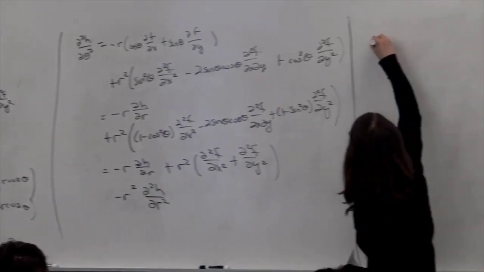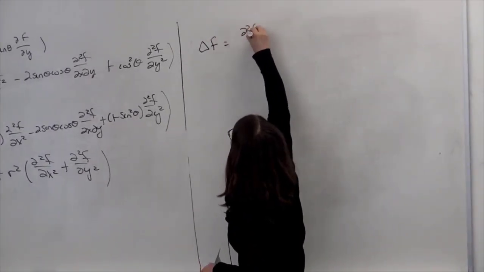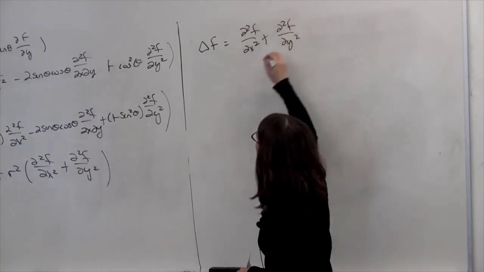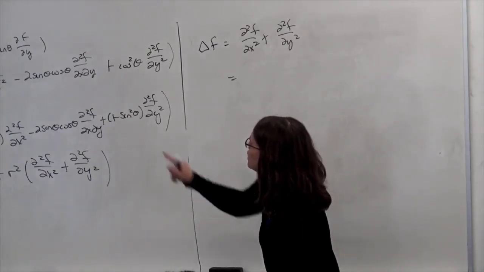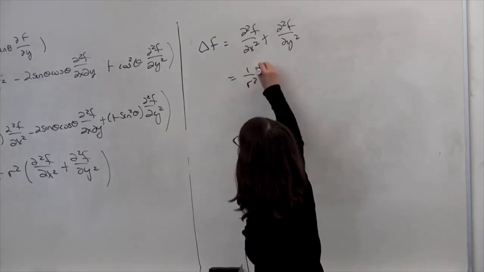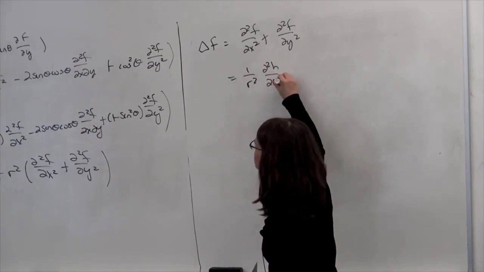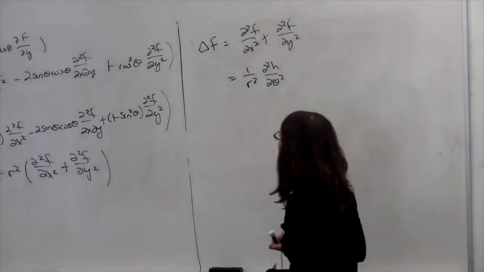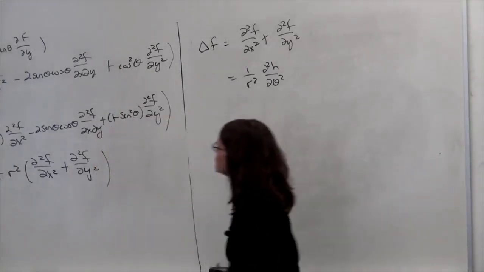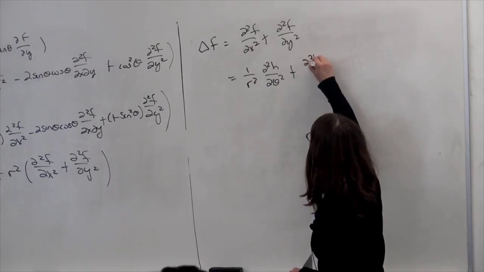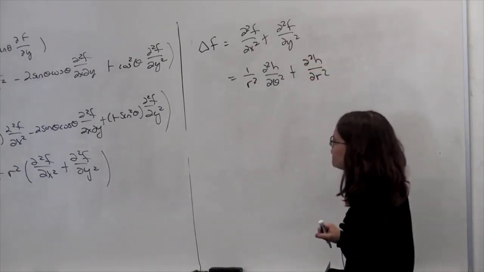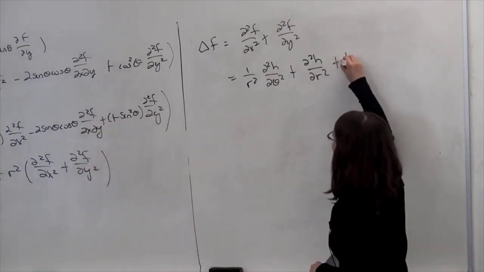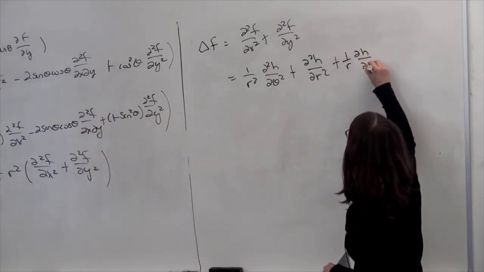Okay, so my Laplacian of f, which in 2D is this guy, equals, all right, 1 over r squared times d squared h by d theta squared. All right, move this guy over, divide by r squared, d squared h by dr squared. And move this guy over and divide by r squared. And I get 1 over r dh dr.